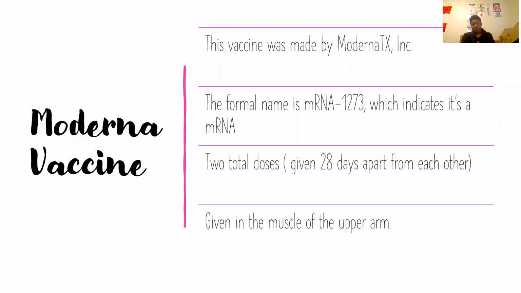So with the Moderna vaccine, it was made by Moderna Tx Incorporated. The formal name for this vaccine is mRNA-1273, which based off its name, it's concluded that it's an mRNA type. With the Moderna vaccine, you get 2 total doses. But this time, they're given 28 days apart rather than 21 with the Pfizer. But it's also given in the same area of your arm.